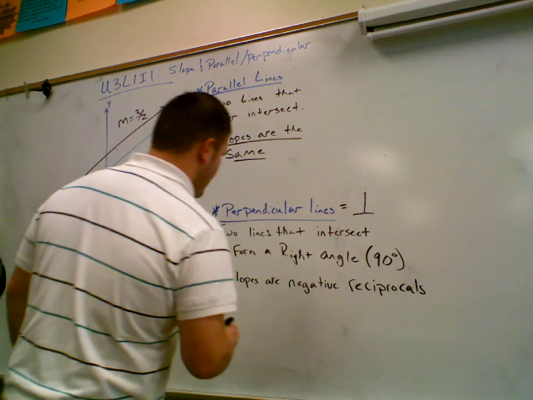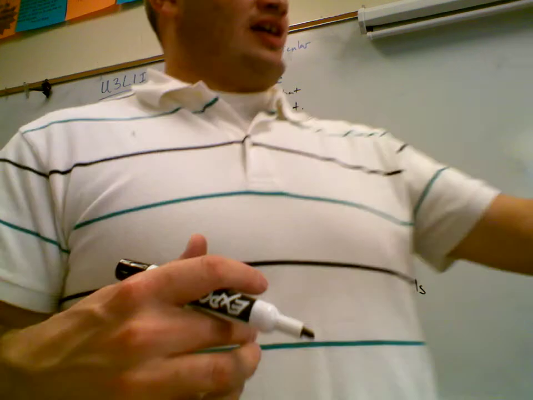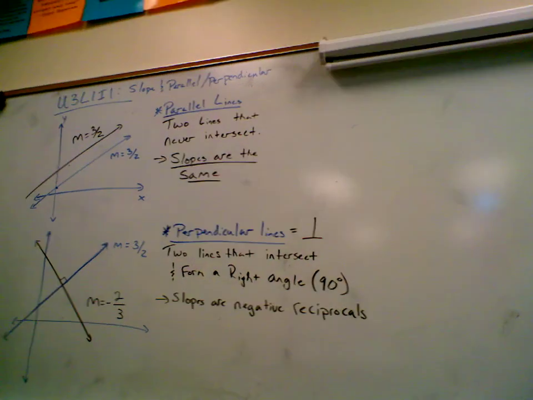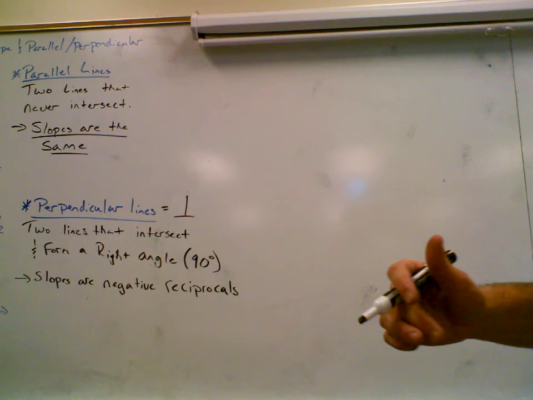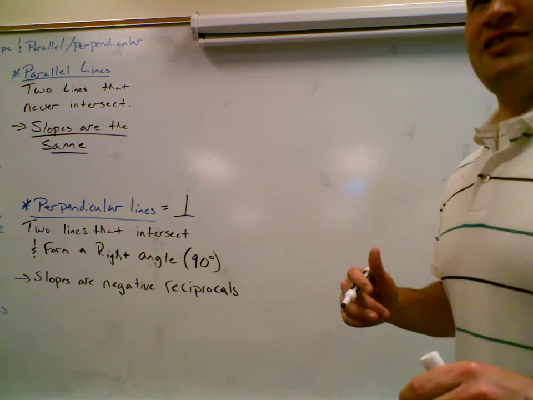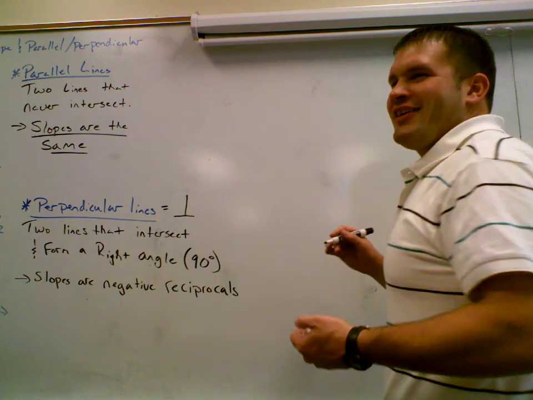J. Cole told me that word. Slopes are negative reciprocals. That is a big word. Well, probably not big. It's just different, right? It's new. I practiced this morning in the mirror. How do you practice? I'm just joking. I messed it up.